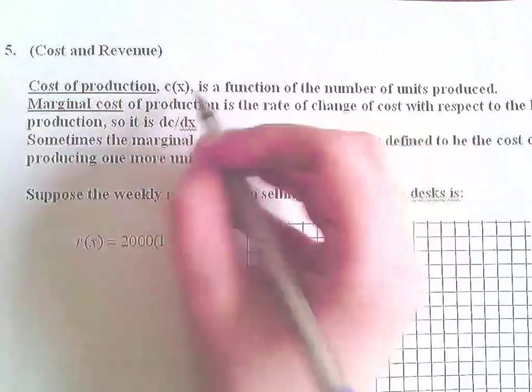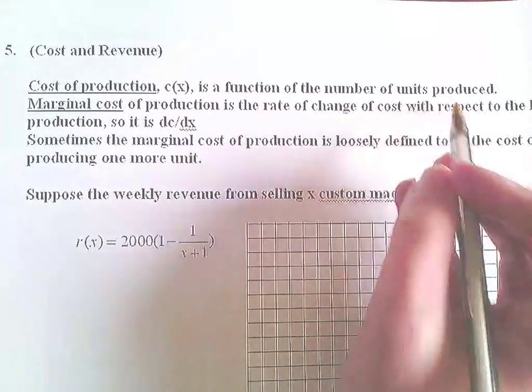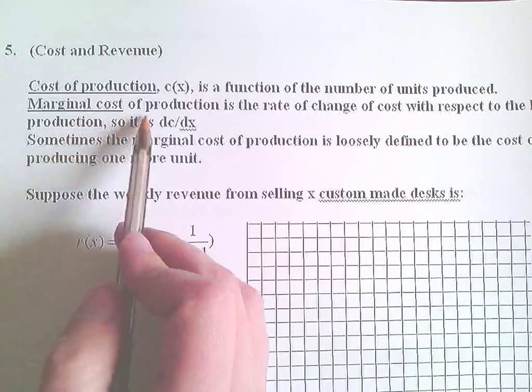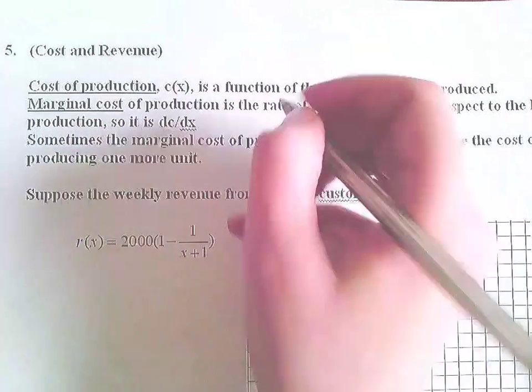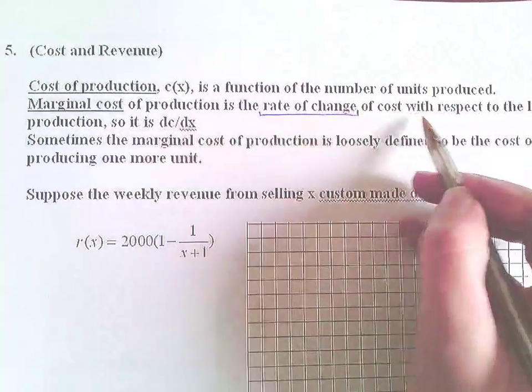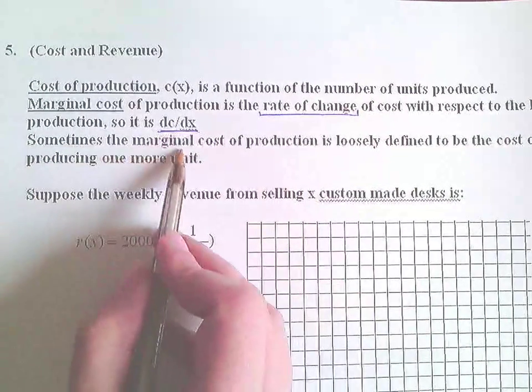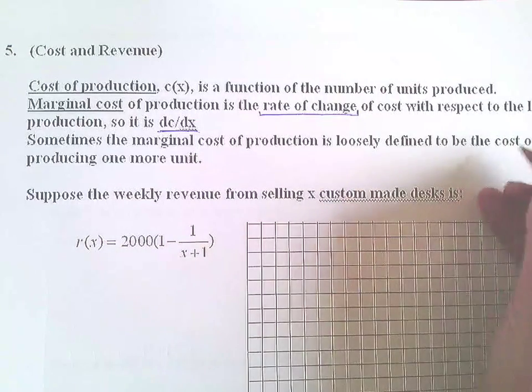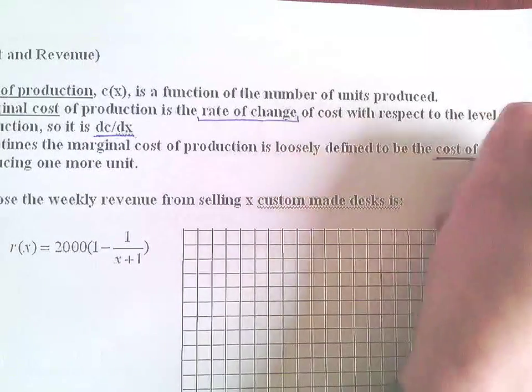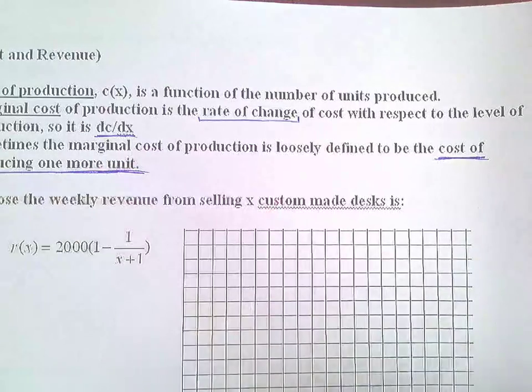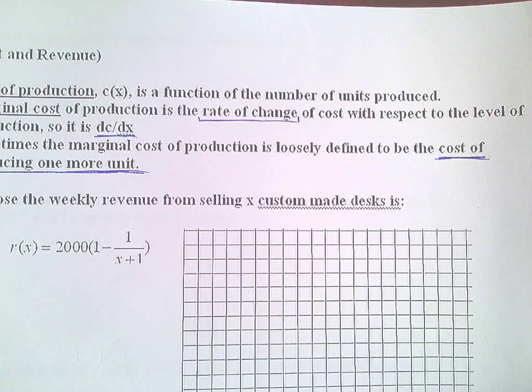Okay, cost of production. C of x is a function of the number of units produced. Marginal cost of production is the rate of change, so it's the derivative of the cost with respect to the level of production. Sometimes the marginal cost of production is loosely defined to be the cost of producing one more unit. So if I was producing 5 units, that's telling me approximately what the cost would be to produce 6 units. Okay, and we'll talk about that in a second.